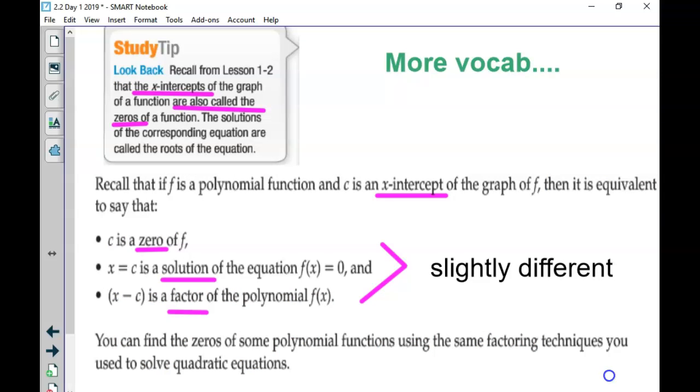Okay, so more vocabulary real quick. When we say x-intercept, your calculator calls it the zero, right? Okay, so those are 2 things. It is also, if you have an equation that's equal to 0, you can say it is a solution to the equation. And when we factor things, we say x minus c is a factor. So we have to remember how all of those things are related.